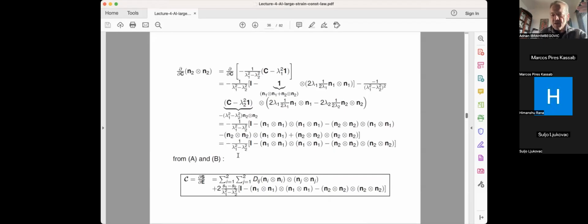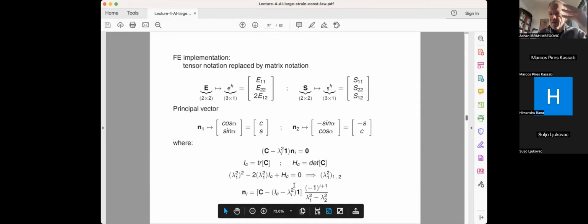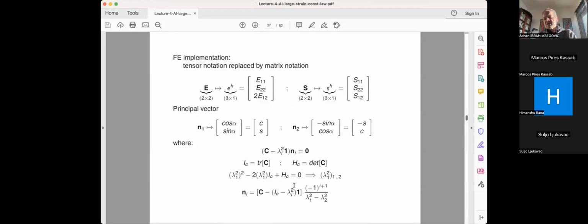And then I have my geometric part, which is S1 minus S2 divided by lambda 1 squared minus lambda 2 squared, with all these things here. But these are all tensor developments. Now, if I want to do finite element implementation, I'm packing these tensors into vectors and matrices.